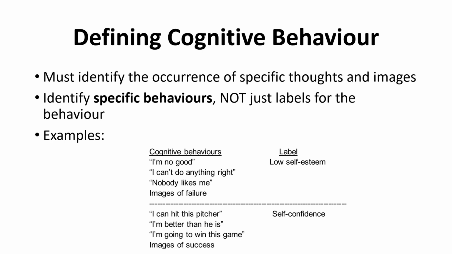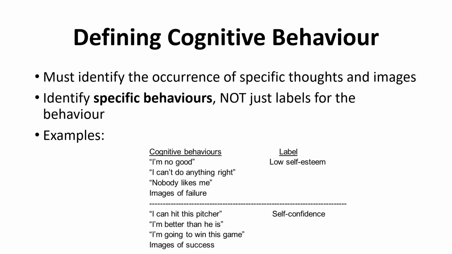When you get started with this cognitive behavior modification, you of course need to define the cognitive behaviors that you are targeting. You have to identify the occurrence of specific thoughts and images. So the client needs to know exactly what kind of thoughts, exactly what kinds of images that they should be watching out for so that they can identify them and record when they happen. So these have to be very specific behaviors. You can't just use labels for the behavior. So we have the example at the bottom here of we might talk about someone as having low self-esteem or displaying low self-esteem, but that isn't a specific behavior.